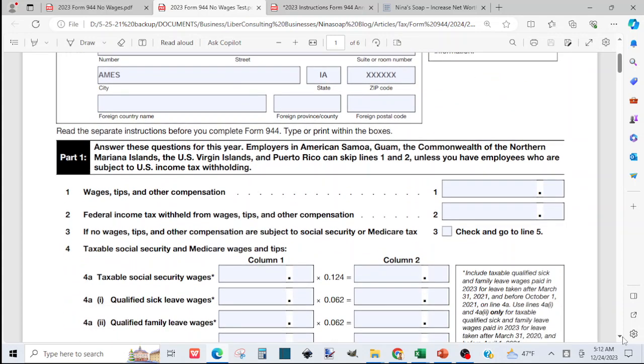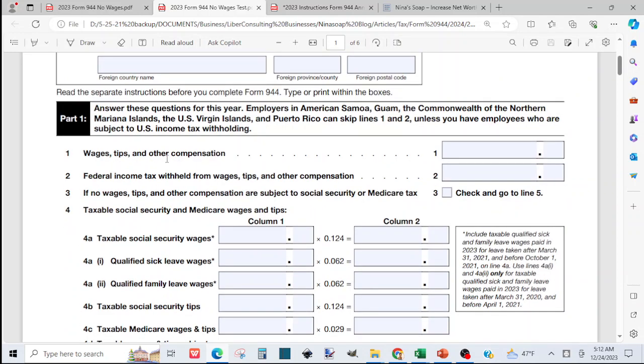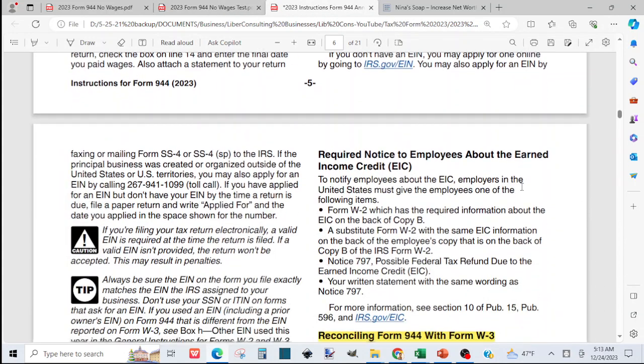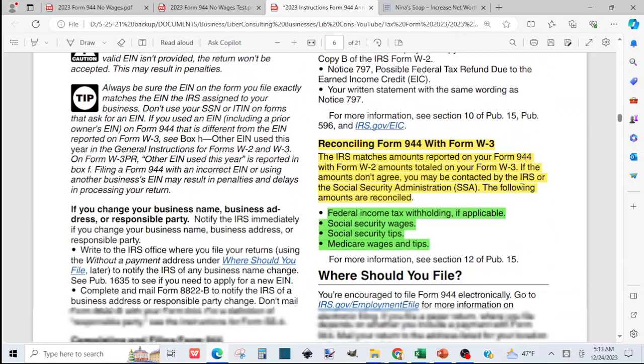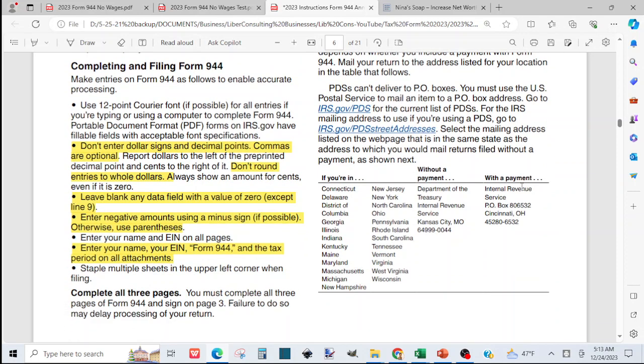So Form 944 for 2023, Part 1. Wages, tips, and other compensation. For this instance where we are completing Form 944 and there is no wages paid, you leave line 1 blank. And let's refer again to the instructions. When you do not have a number for a line, you should leave it blank except line 9. You'll find that on page 6 of the IRS Instructions for Form 944 for 2023.